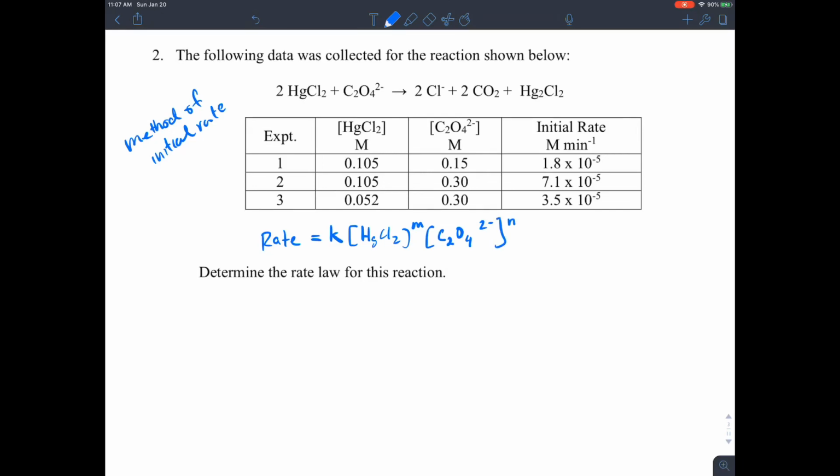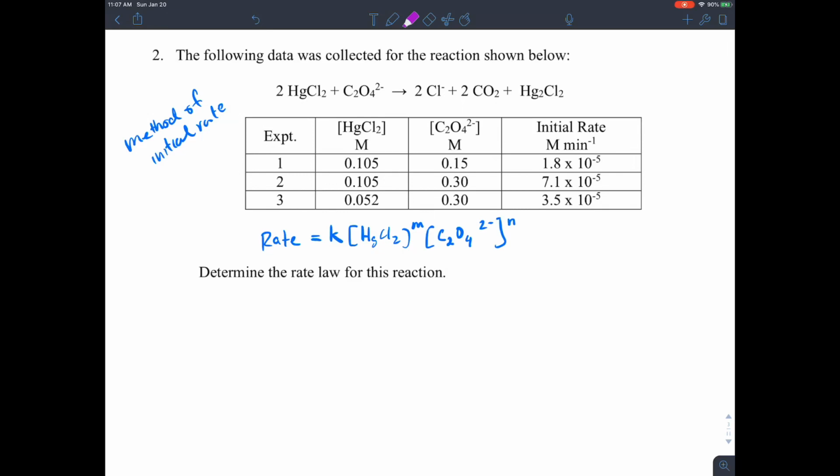It is very imperative to remember that the coefficients that you see in the balanced equation up here do not represent the orders M and N. They are not the same. We will get to later in this video series that if you have an elementary equation, then those coefficients become the orders, but we're not there quite yet. So let's just get started with the basics. How do I determine what M and N are?